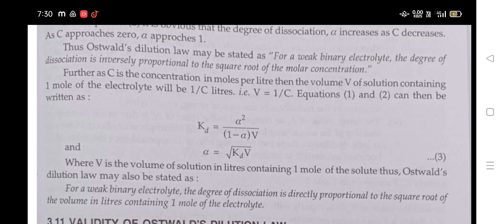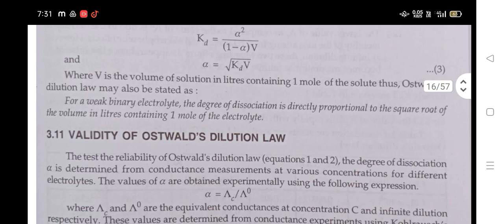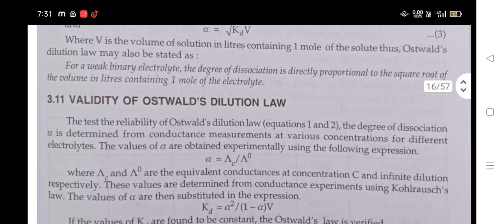Further, as C is the concentration in moles per liter, the volume V of solution containing 1 mole of the electrolyte will be 1 by C liters, that is V = 1 by C. Kd = alpha squared divided by (1 minus alpha) into V. Alpha = root of Kd V, where V is the volume of the solution in liters containing 1 mole of the solute. Thus, Ostwald dilution law may also be stated as: for a weak binary electrolyte, the degree of dissociation is directly proportional to the square root of the volume in liters containing 1 mole of the electrolyte.